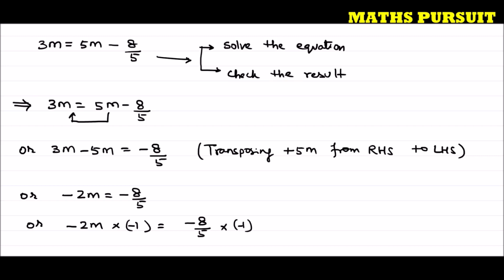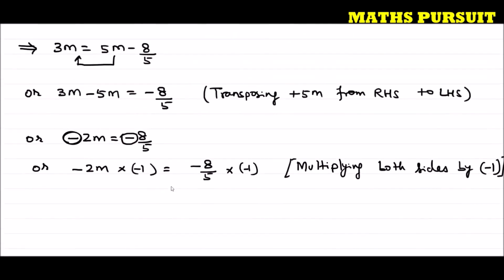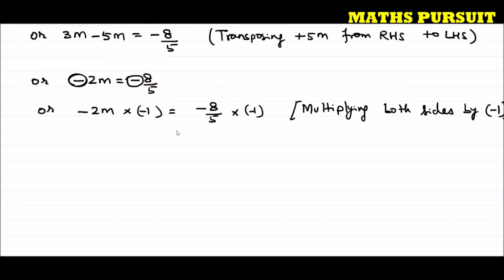What I am doing here? Just multiplying both sides by minus 1. Why am I multiplying both sides by minus 1? In order to eliminate these negative signs, I need to multiply by minus 1. We very well know that minus into minus is plus. So for that reason, I multiplied both sides by minus 1 so that I can eliminate the negative signs.